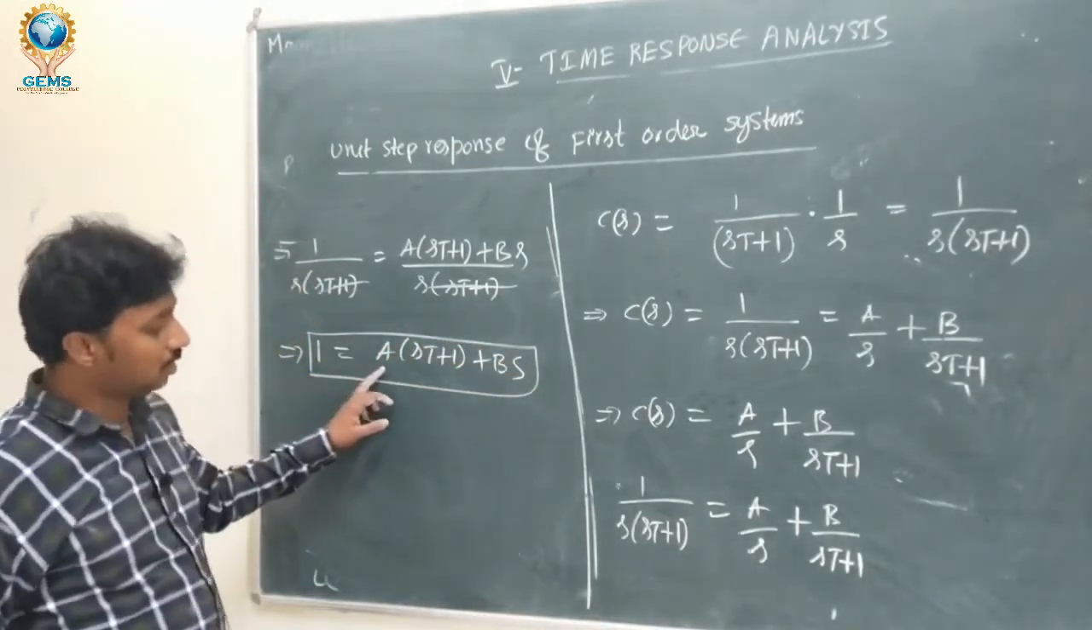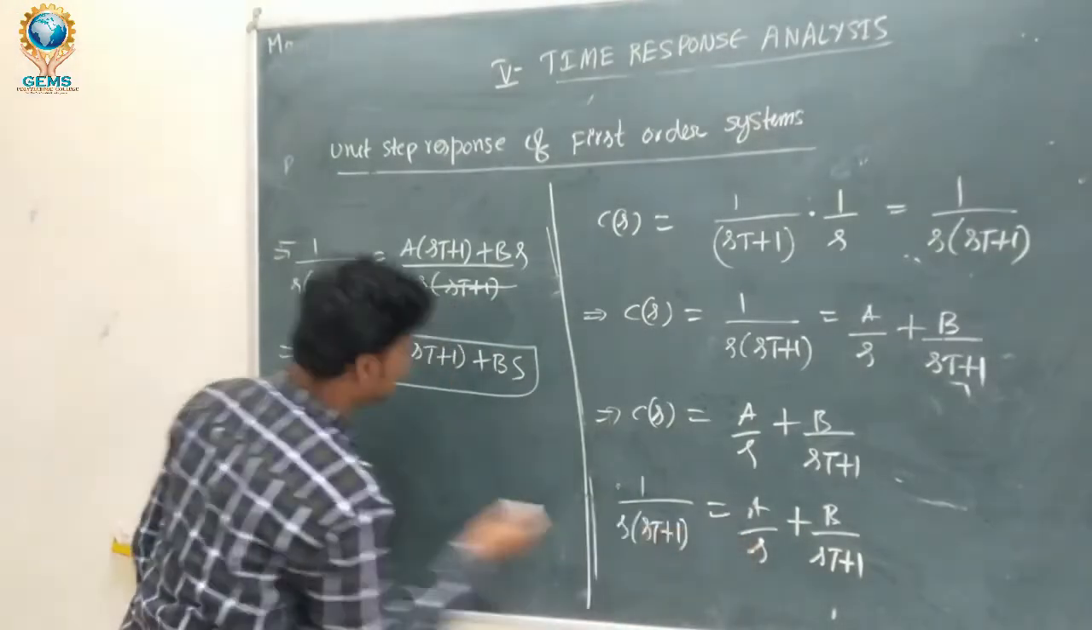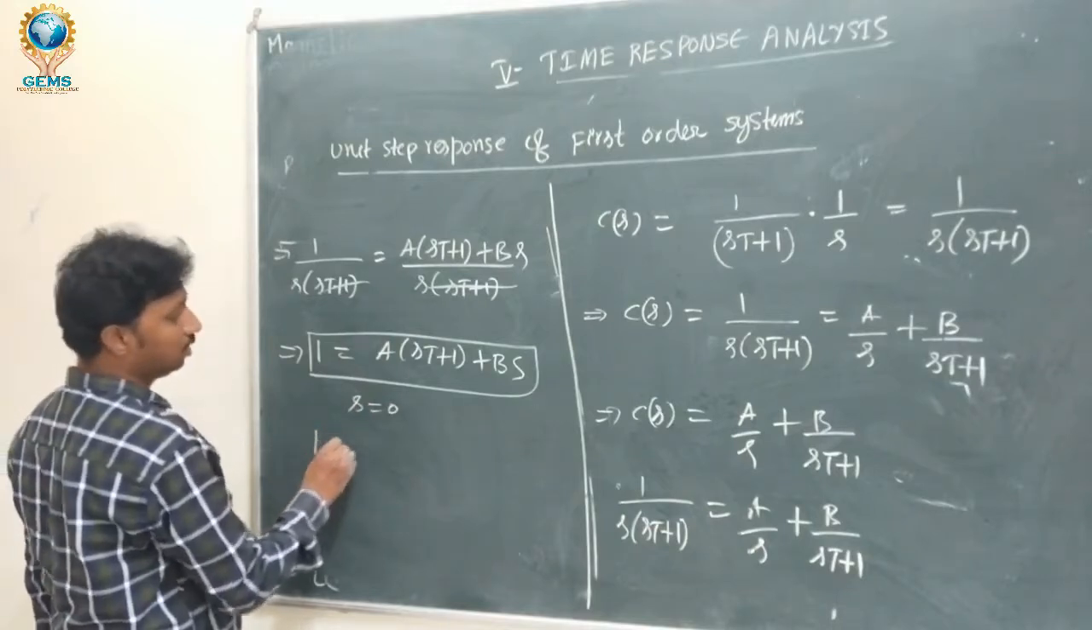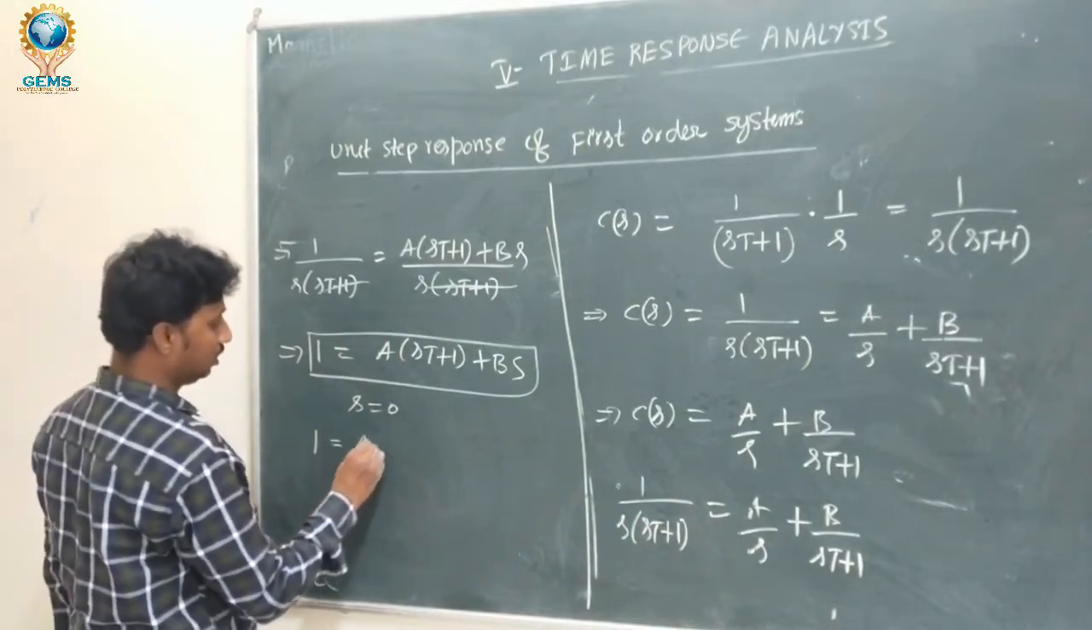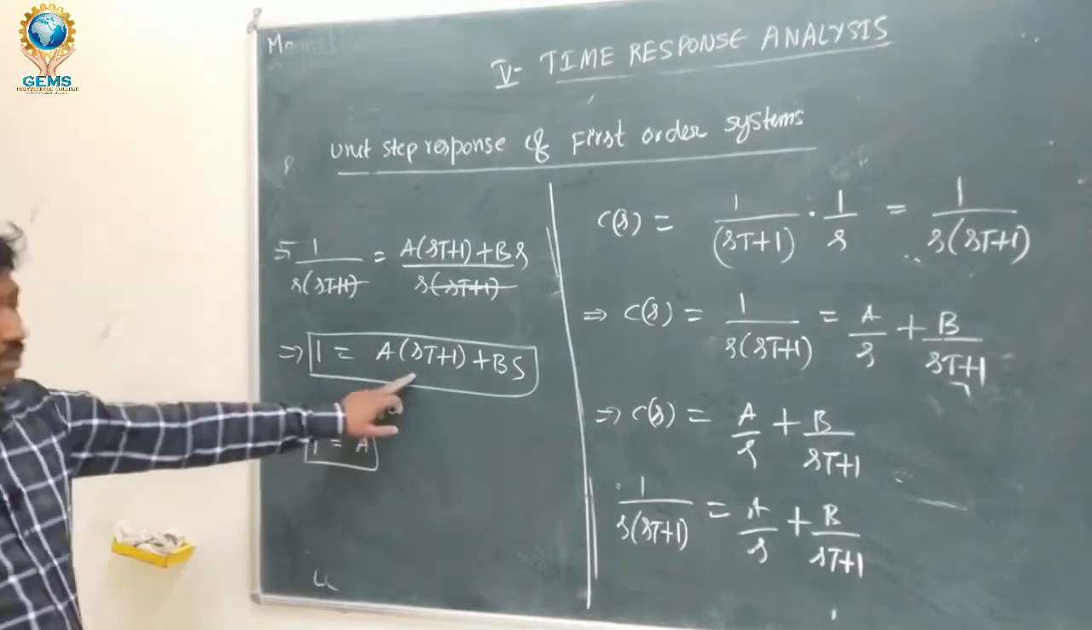To find A, first you substitute S is equal to 0. Here A by S is there, so put S is equal to 0 in this equation. So what you get? You will get A is equal to 1.